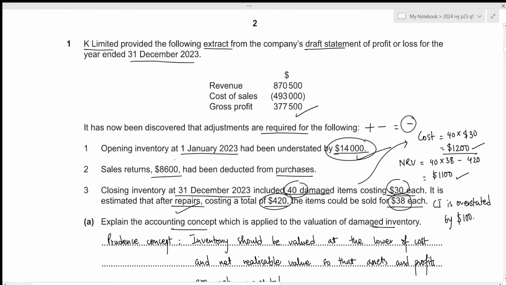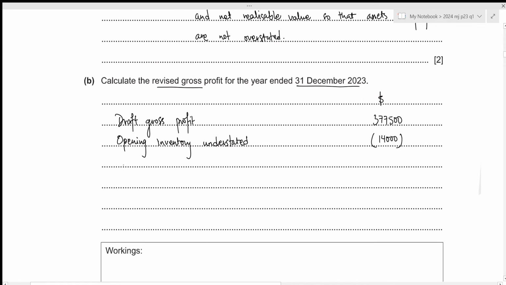Now for the second one, sales returns of 8,600 had been deducted from purchases. Firstly, we have to subtract this 8,600 as part of the sales returns, right? Now, it had been deducted from purchases, so we have to rectify that. So we have to add it back to the purchases, and we know that purchases is also subtracted as part of the cost of sales to get the gross profit. It means that we again have to subtract this 8,600 in order to get the correct value for the purchases. So that will be another minus 8,600. So in total, we'll have to subtract 17,200 in order to rectify the second error. So that is our error regarding sales returns.